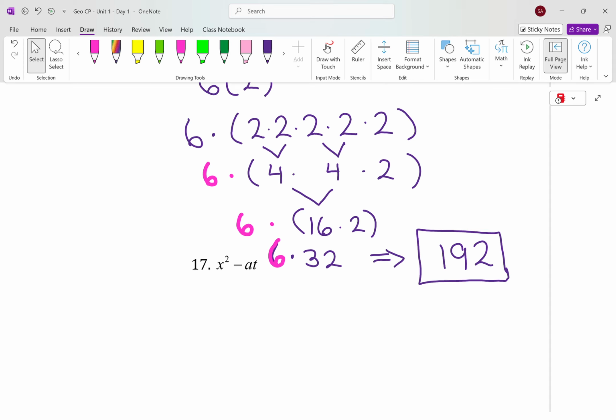What do you sub in to A? So let's see. Up here. So it says A is 4. There's 4 x's, 2, t is 6.